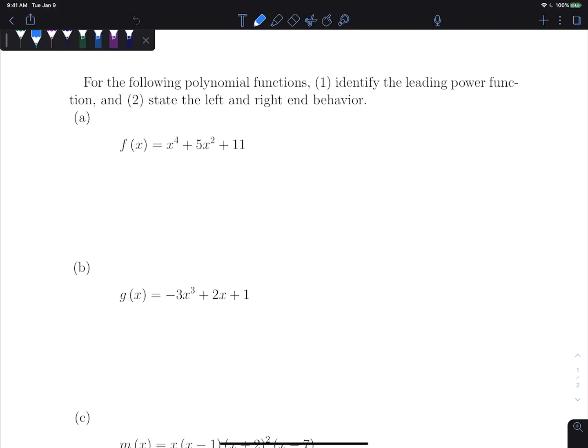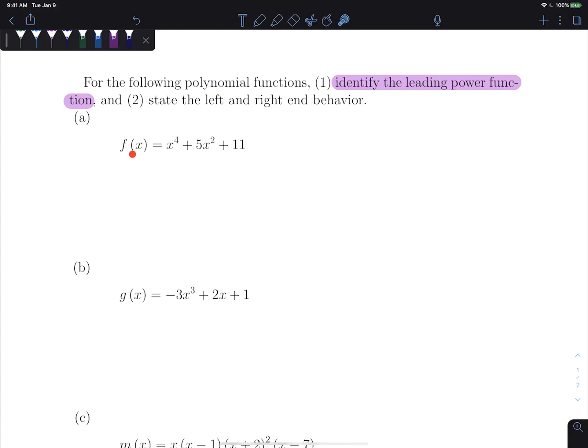Hello. In this video, we're going to look at the end behavior of some polynomial functions. For the following polynomial functions, one, identify the leading power function, and two, state the left and right end behavior. Let's identify the leading power function for each one of these. To identify the leading power function, we want to find the term with the highest exponent.